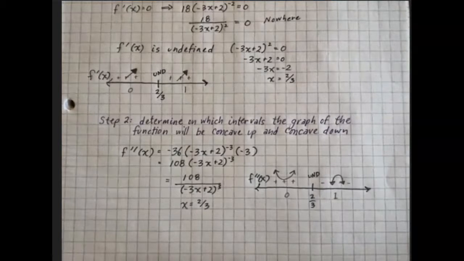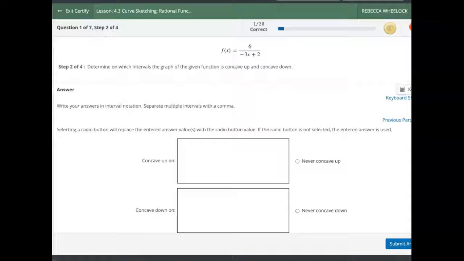Awesome, let's put that in the homework. Yay! Can't wait to get the grade. All right, so again, interval notation, concave up from negative infinity to 2/3, and concave down from 2/3 to infinity.